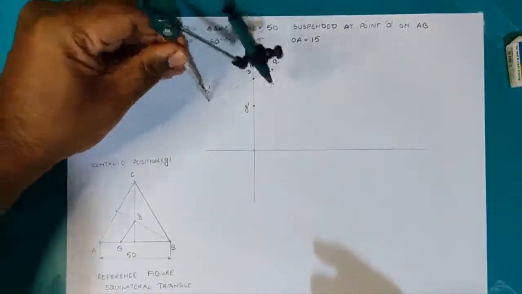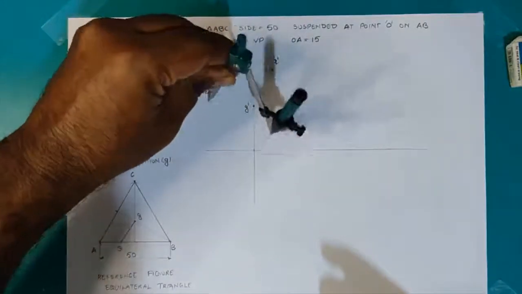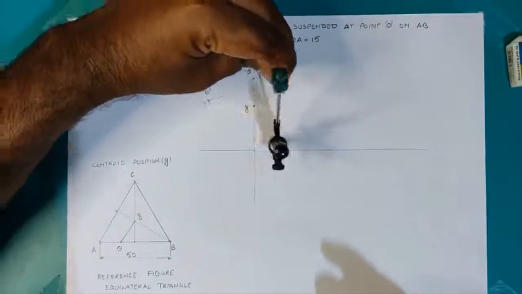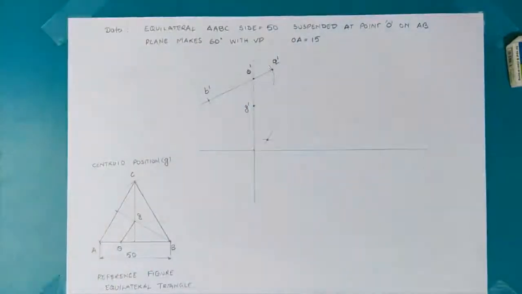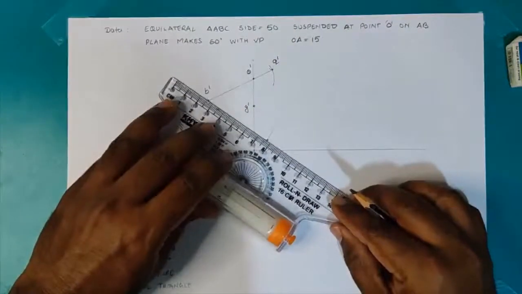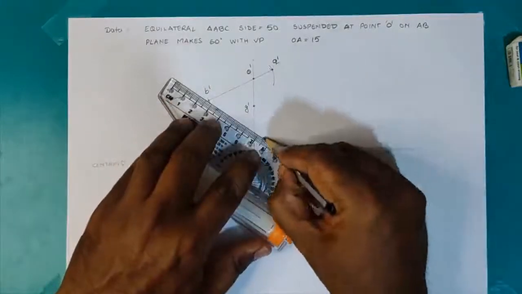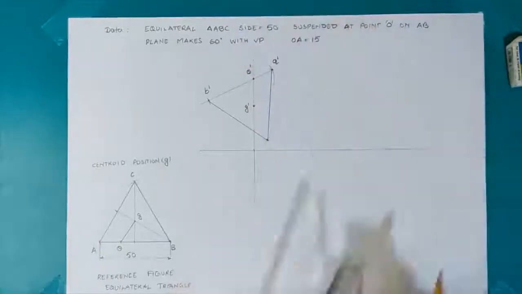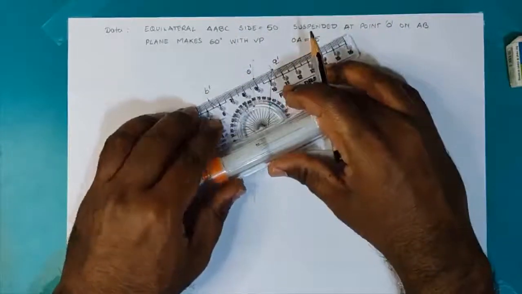Next, I'll be constructing the equilateral triangle. All sides are equal, so I take the same arc of 50 mm radius and find point C dash like this. I'll join the 3 points to complete the equilateral triangle in front view.